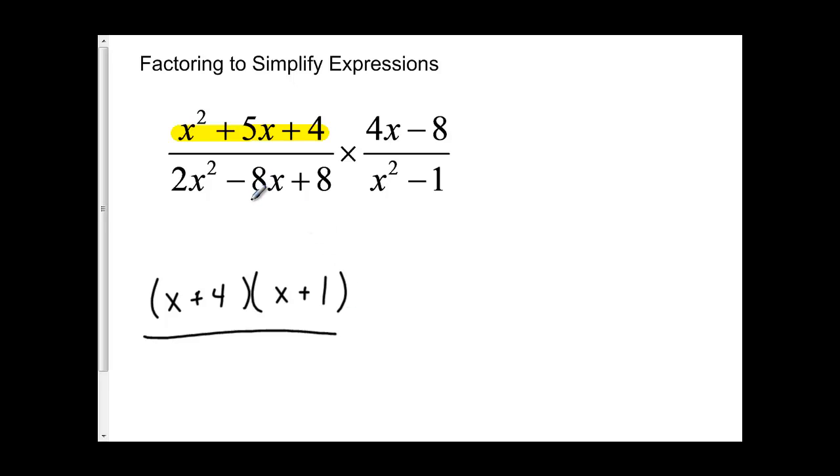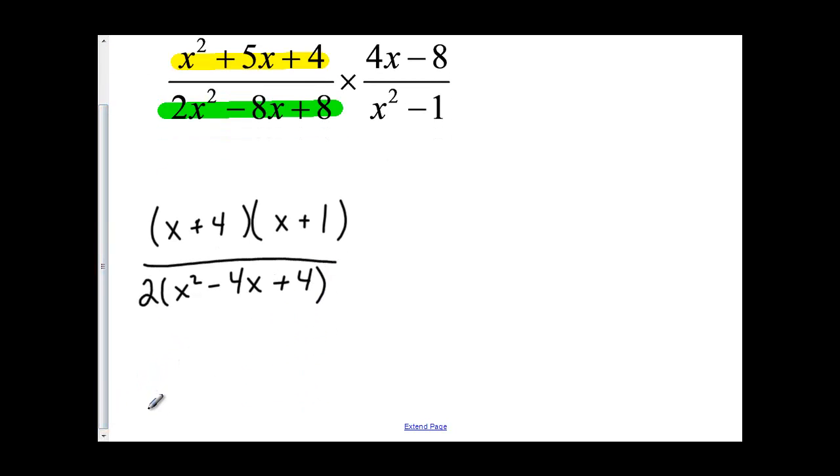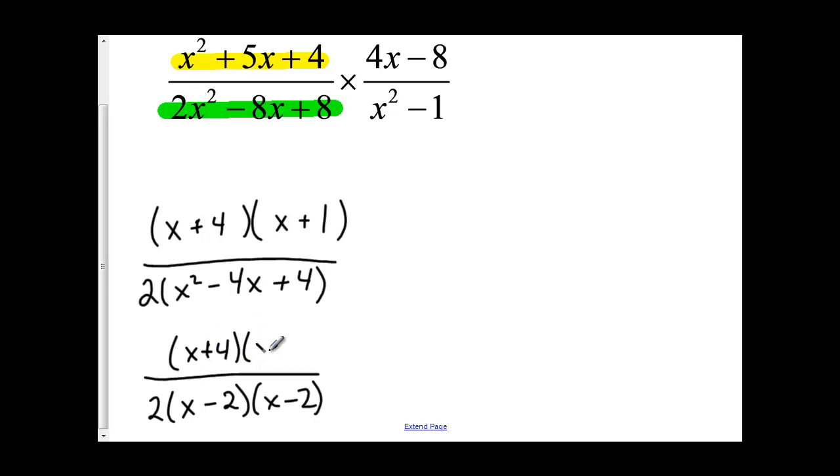In my denominator, I'm going to factor out a 2 first. So just to show you, I'm factoring this expression now. I'm going to factor out a 2, and I'm going to be left with x squared minus 4x plus 4, which I can then factor into 2, x minus 2, and x minus 2, because that will give me positive 4 as a product and negative 4 as a sum. My factors on the top will remain the same.